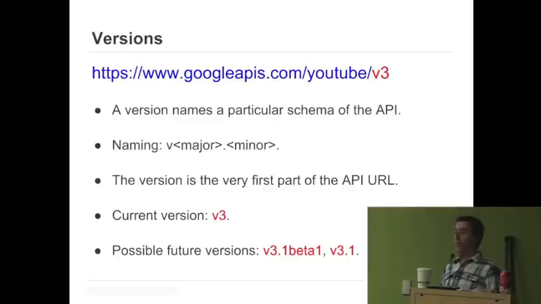The version in an API is just the naming of a particular schema of the API. Minor versions are usually backwards compatible and they add to the API schema. Major versions are backwards incompatible and they change the schema in a non-reusable way from an app perspective. The naming in particular is v major.minor. It's normal, so what you would expect. And it's part of the URL, so that makes it really clear which version you're using to contact the YouTube API.